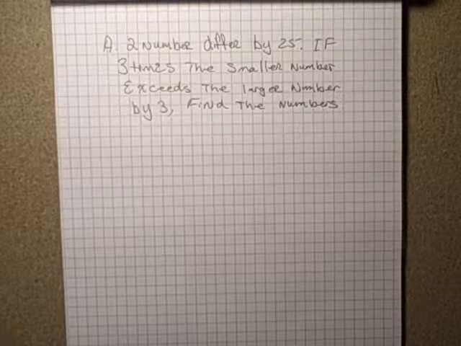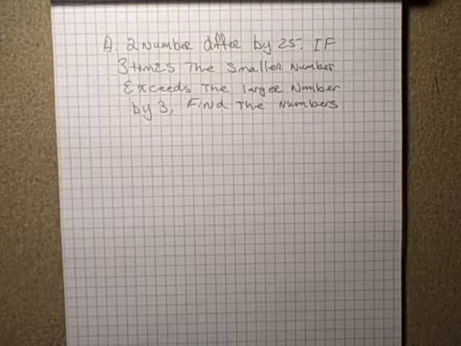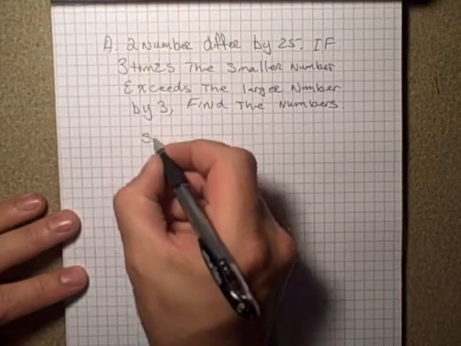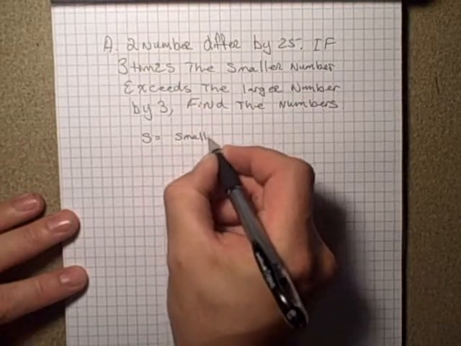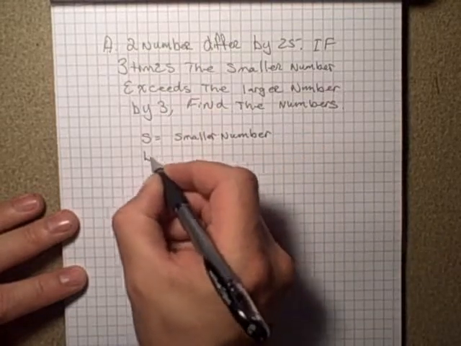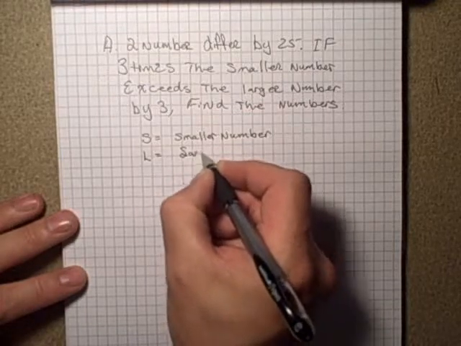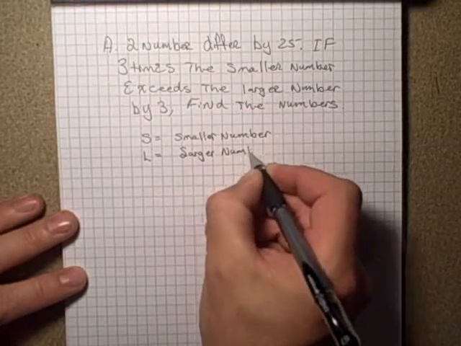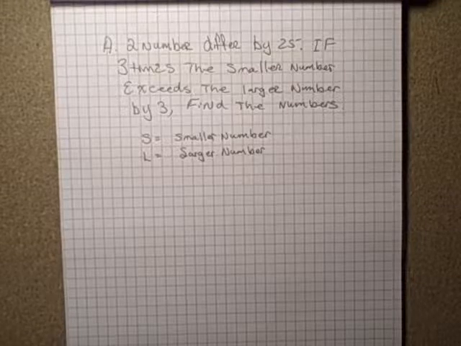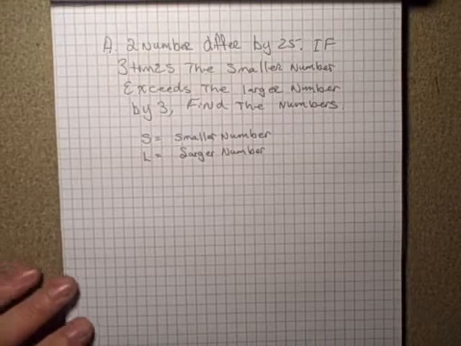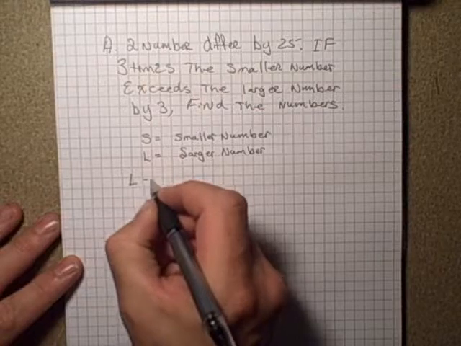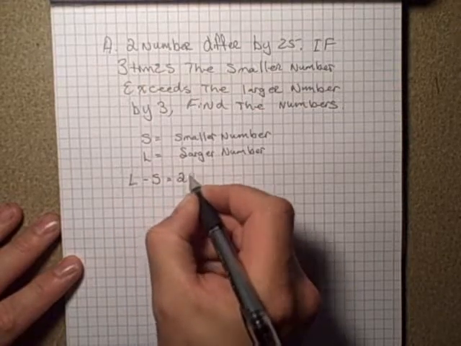Okay, so in this example, we have to define our 2 variables, and they refer to the numbers as smaller number and larger number, so that's what we'll do. So let's say S is equal to the smaller number, while L is equal to the larger number. So we have to set up 2 equations here to solve this problem. First, use the first sentence: 2 numbers differ by 25. Differ means subtract. So larger number subtract the smaller number is going to differ by 25.